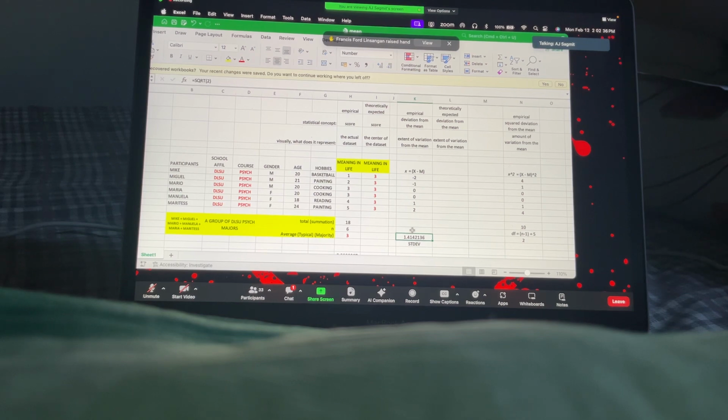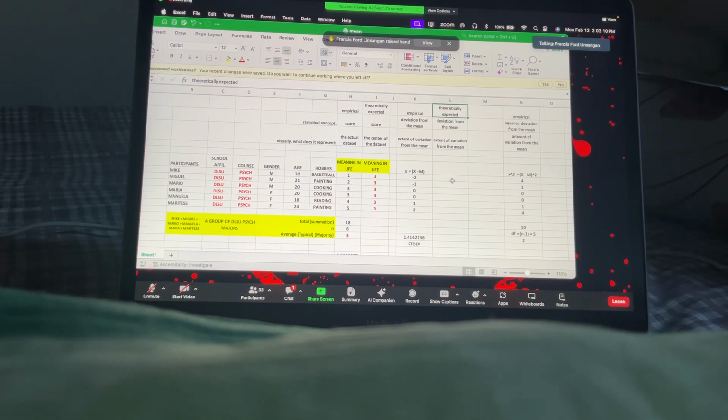Standard deviation. It's an average, di ba? And what does an average say? You're saying that every DLSU site major that you observe had a deviation from the mean of 1.41. So that means being a DLSU site major, the deviation from the mean would be 1.41. If we are to describe Mike as a DLSU site major, his theoretically expected deviation from the mean would be equal to, Francis?